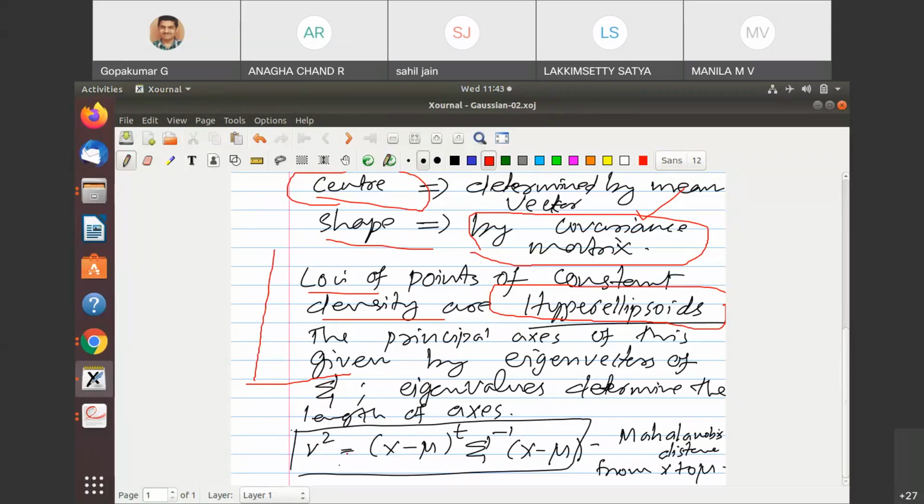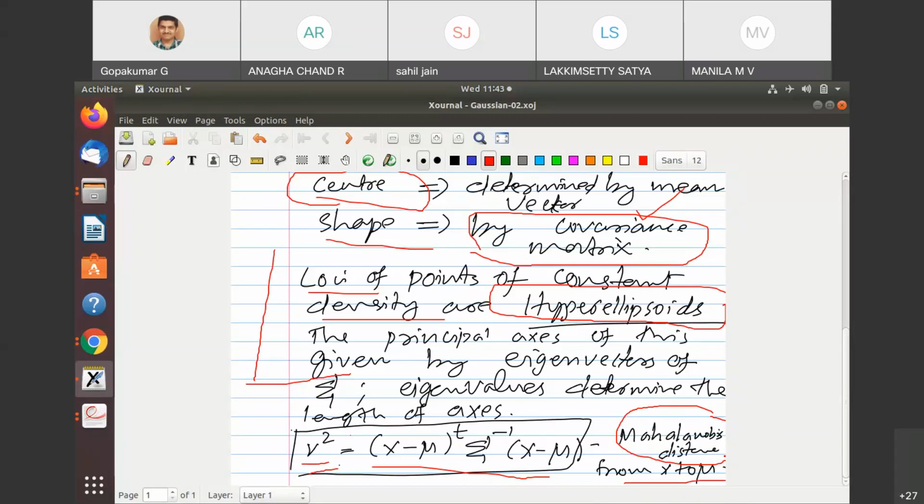Another distance measure that is generally defined along with this analysis is this: suppose we have a distance of the kind x minus mu transposed into sigma inverse into x minus mu. Let us represent that distance measure as r square. It is called the Mahalanobis distance, which we will come across later. It is the Mahalanobis distance from x to mu, where x is the feature vector and mu is the mean vector.